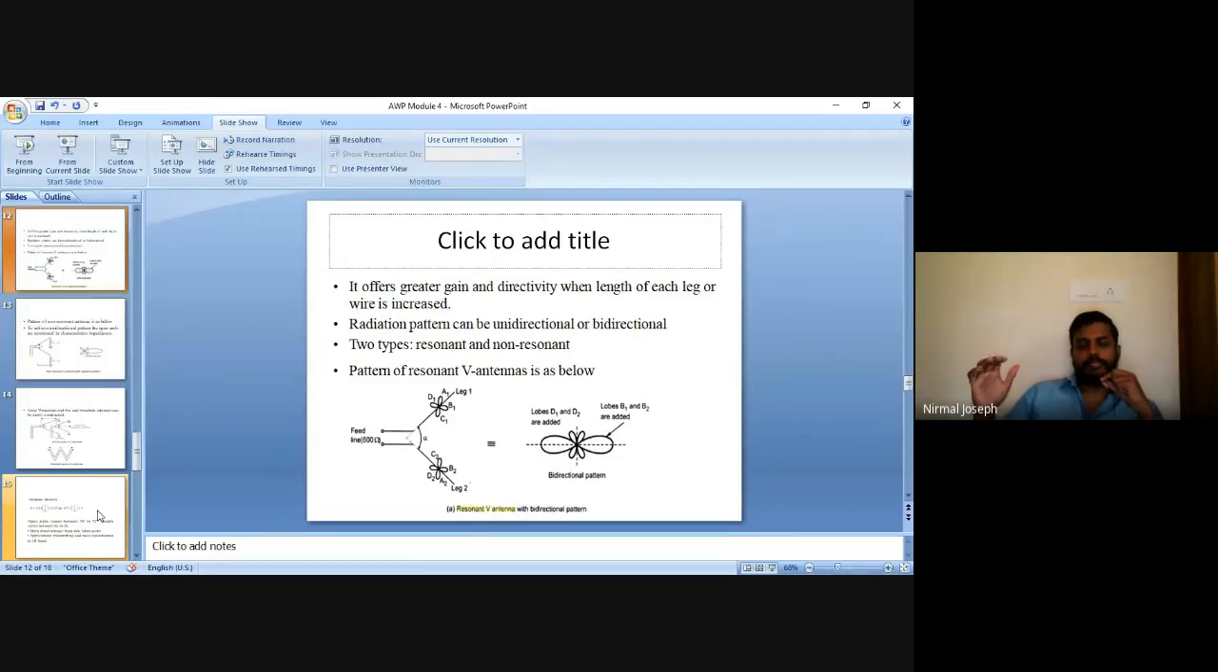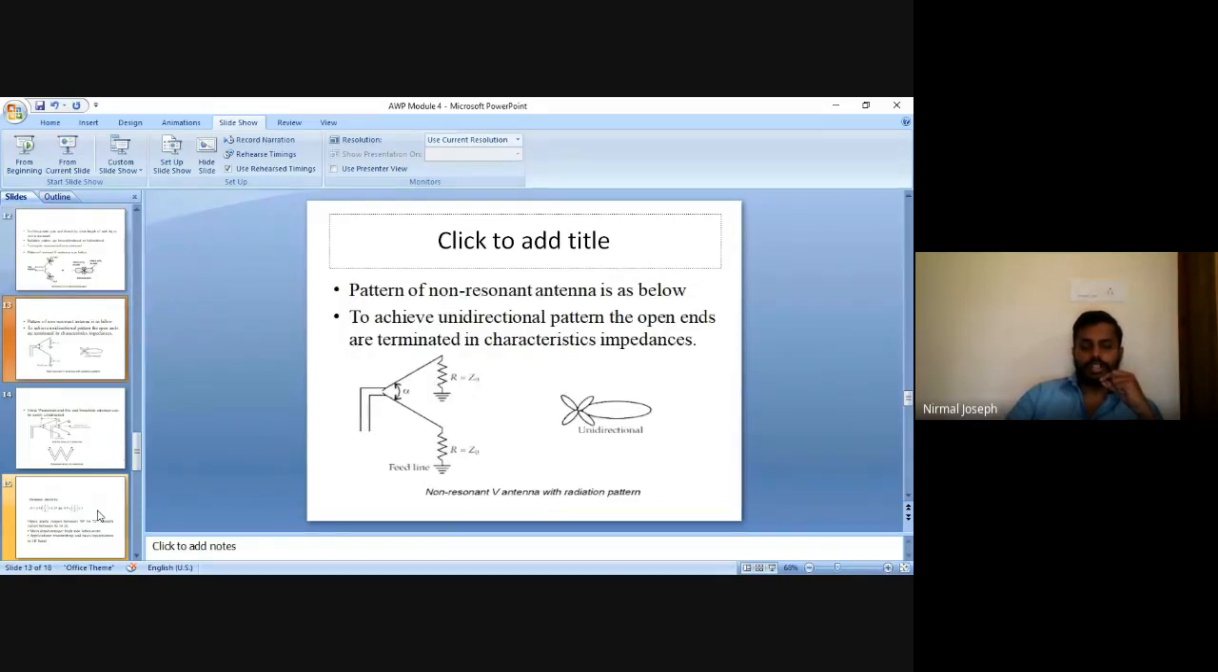So at that time, we will get a reflected wave, a standing wave will be formed, and as a result, we will get a bidirectional pattern. Both these arrangements are V antennas only. One is the resonant V antenna, and the next one is the non-resonant V antenna. Accordingly, we will get the radiation patterns as bidirectional and unidirectional.